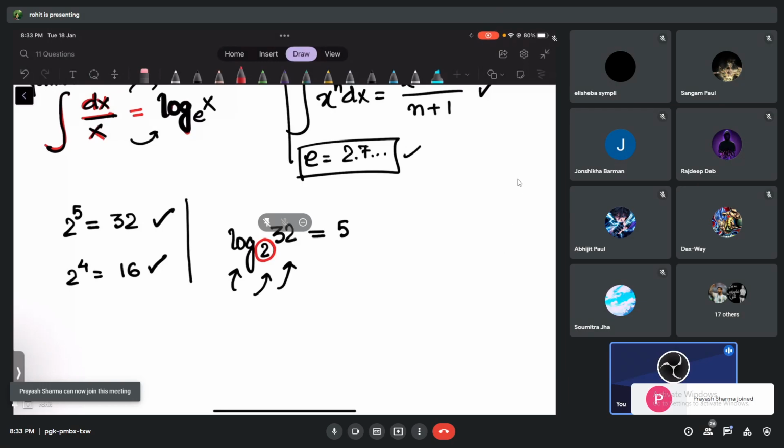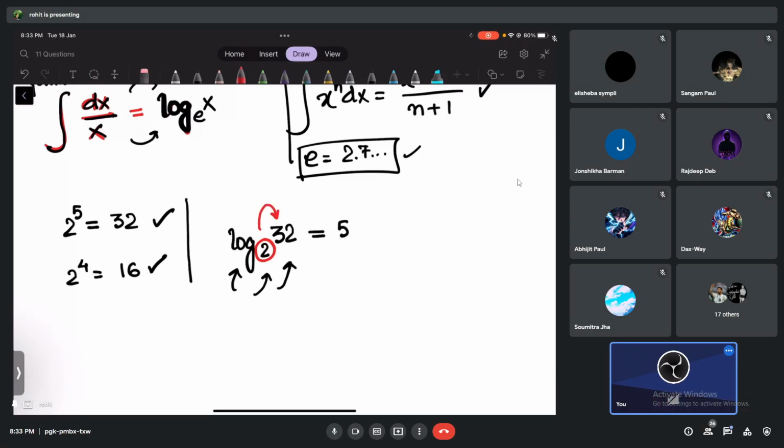What is the power of this base so that you get an answer, which is this one, 32? And your answer is what, guys? 5. So what does 5 actually represent, guys? It represents what?